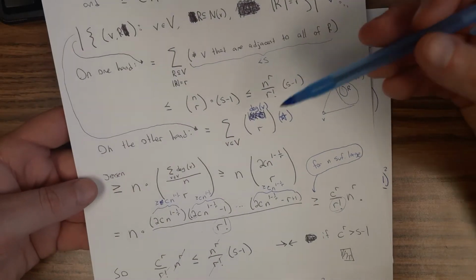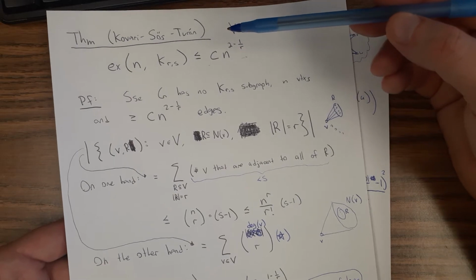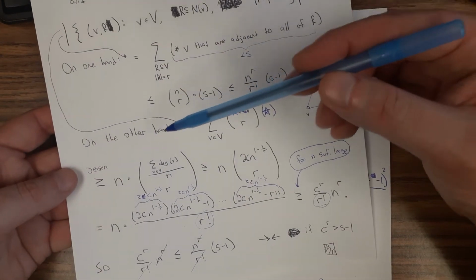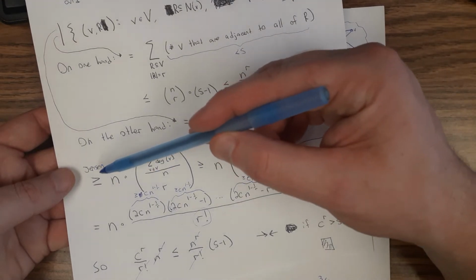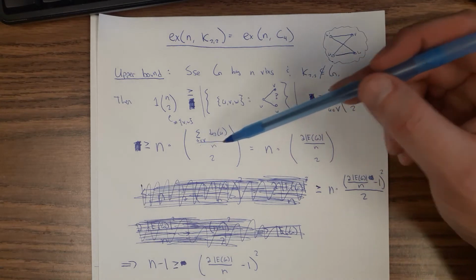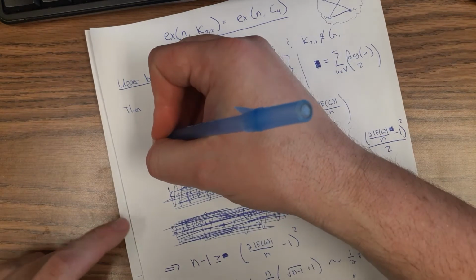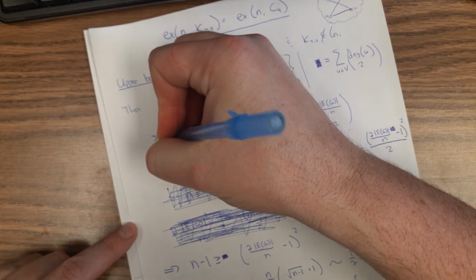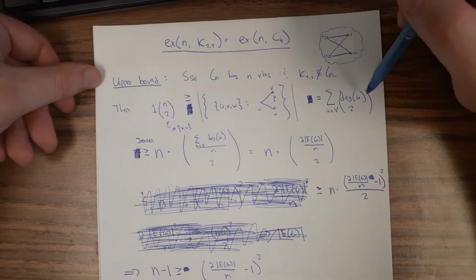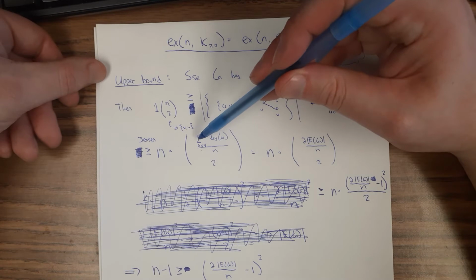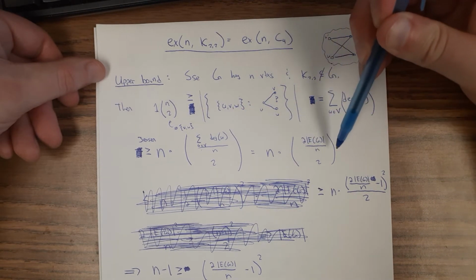There was an entirely similar step in the proof of Kővári-Sós-Turán from several days ago. It was the step where we got from here to here, where we used Jensen's inequality. So this is entirely similar to that. This is using Jensen's inequality. Maybe I'll write Jensen above. Okay, and of course the degree sum is just twice the number of edges, so we get this.